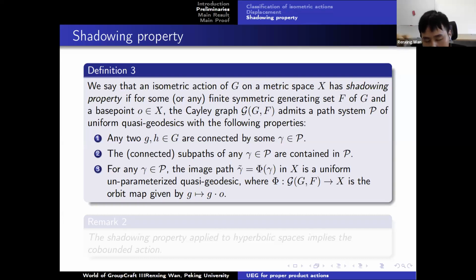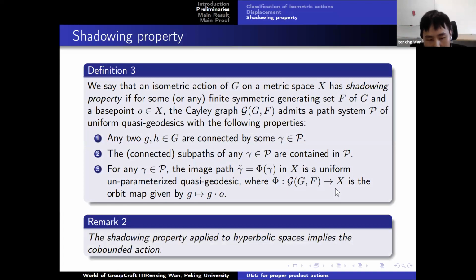And the most important property is the third item. It says that for any gamma in P, the image path gamma tilde in the space is a uniform unparameterized coarsely geodesic, and the image path is given by the orbit map. And here is a remark. It says that if the space X is a hyperbolic space, then the shadowing property can imply a co-bounded action. And that's the only assumption that we add.